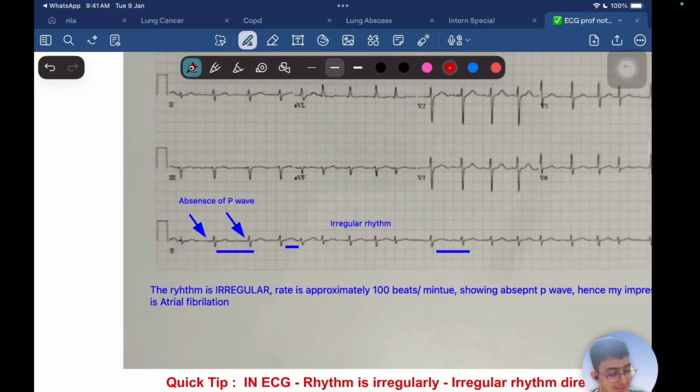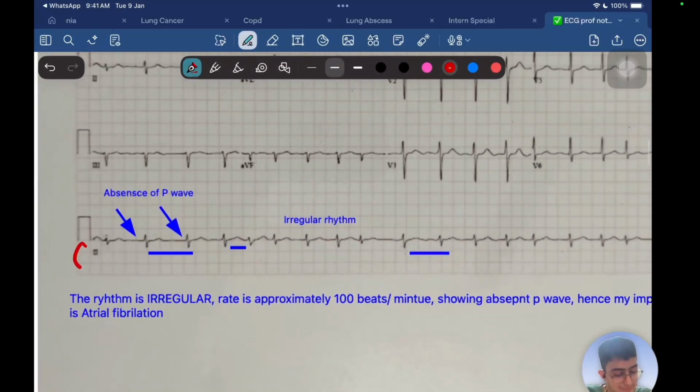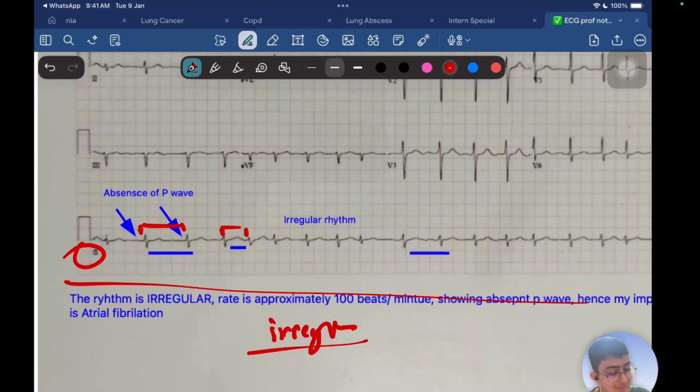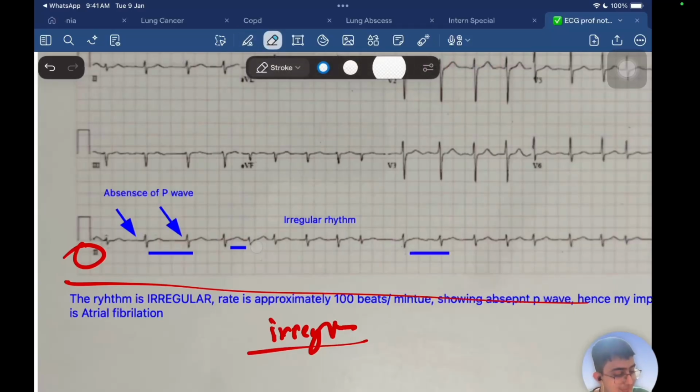So look at this. In lead 2, the longest strip, let's look at the rhythm first. Is the rhythm regular or irregular? What do you think? Irregular, right? Why? Because the R waves are not in the same position. This R wave is very short, but these R waves are very long, right? So the rhythm is obviously irregular.